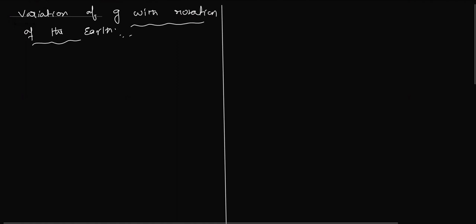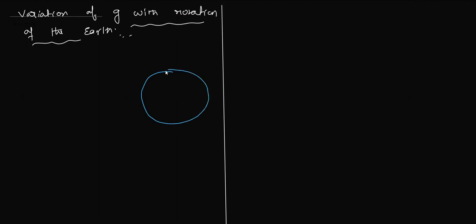For example, let us assume an Earth. Let me take it like this. Here we are taking the equatorial plane and the poles. With respect to the poles, the Earth is revolving with angular velocity omega. We need to calculate the g value at a point P. The angle lambda is nothing but the latitude, which we have to consider.